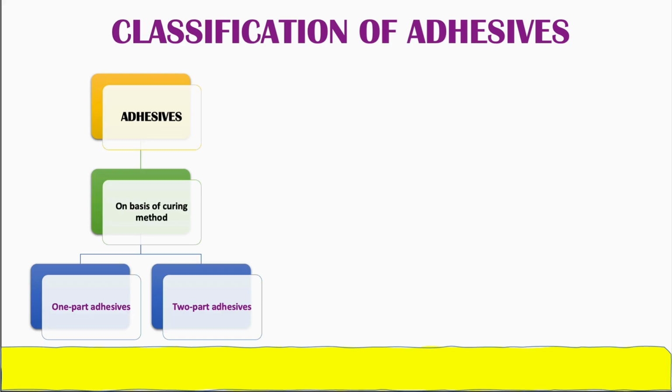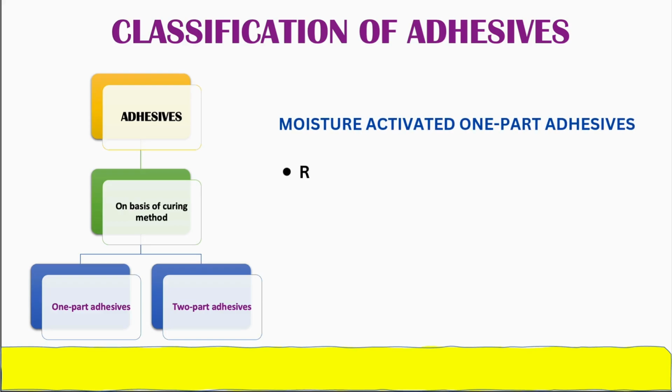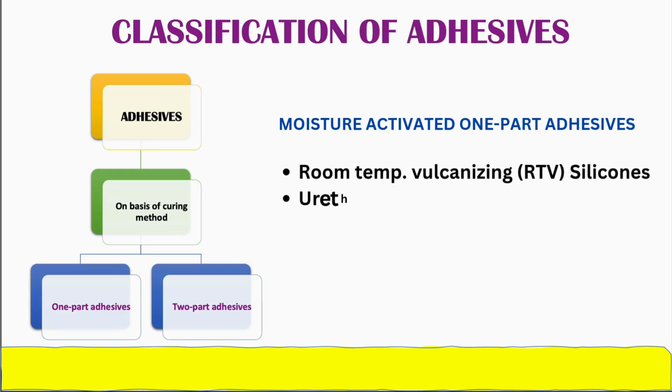These adhesives are cured when they react with moisture which is present on the substrate surface, or rather in the air. The examples of moisture activated curing adhesives are the silicones, RTV silicones, and the urethanes. They can be used for the preparation of moisture activated curing adhesives.